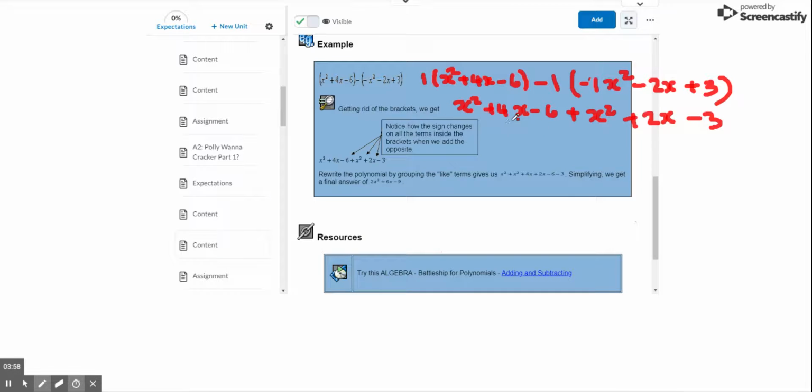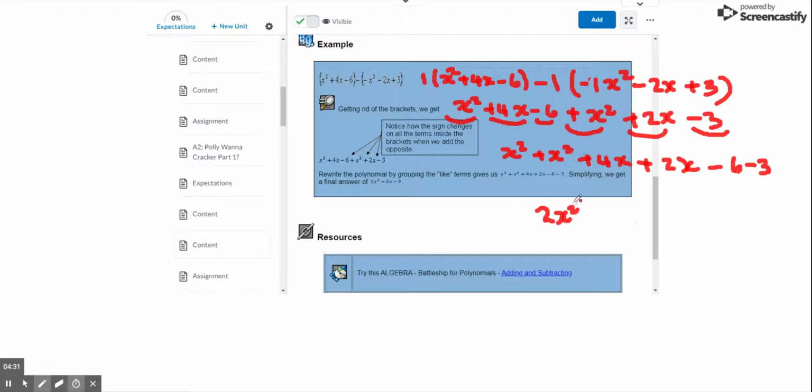Now this one had no signs changed. This one had all the signs changed. Then when we're grouping the like terms, a plus 1x squared plus 1x squared, a plus 4x plus 2x, then a plus minus 6 minus 3. x squared plus x squared leaves me with 2x squared. 4 plus 2 leaves me with 6x, and minus 6 minus 3 leaves me with minus 9.